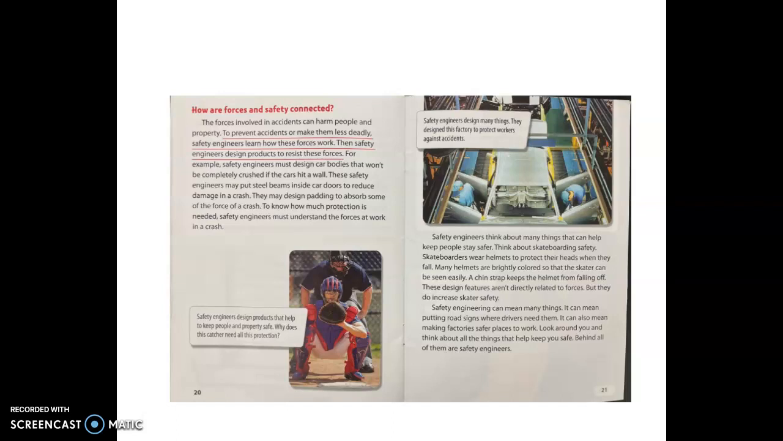Safety engineering can mean many things. It can mean putting road signs where drivers need them. It can also mean making factories safer places to work. Look around you and think about all the things that help keep you safe. Behind all of them are safety engineers. Safety engineers design many things. They designed this factory to protect workers against accidents.